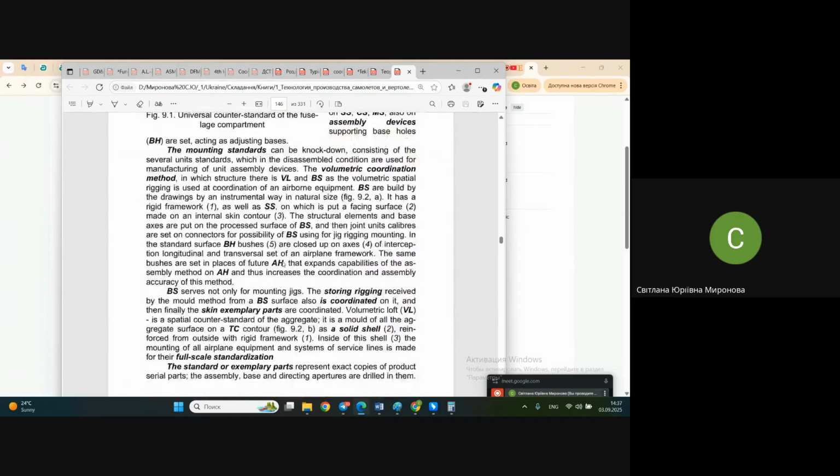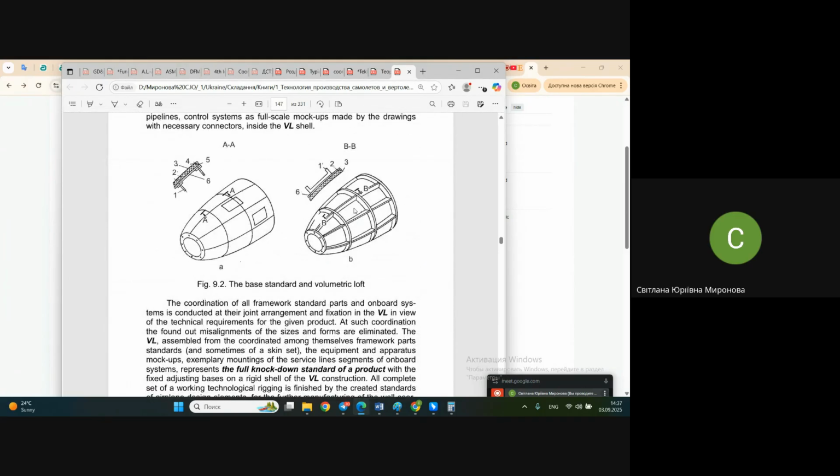And next, people make a backward copy, and this backward copy already does not repeat the whole surface. That is the so-called master, surface standard or master mockup, and that is the mounting standard. Surface standard and mounting standard. Why is it called mounting standard? Because its purpose is to be used while mounting the jig.